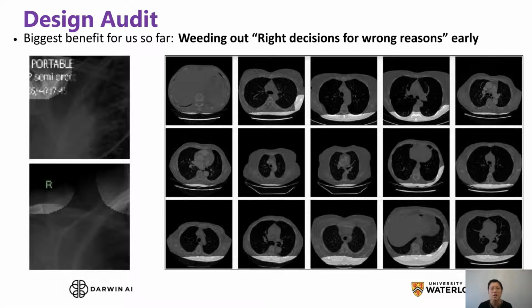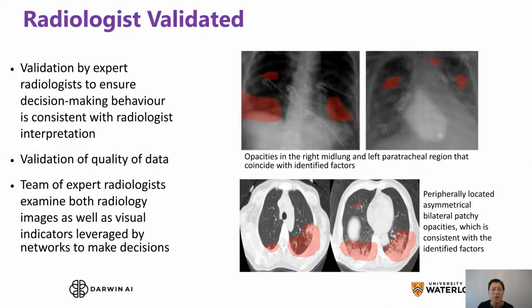This allowed us to create much more trustworthy systems at the design level through greater understanding of the behavior of the decision-making process. And the other key advantage of this explainability approach, which we have leveraged to enable better systems, is that it allows for radiologist validation of the behavior of the actual COVIDNet models themselves.